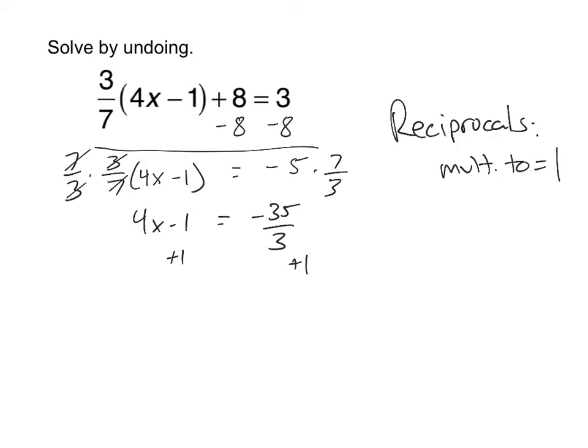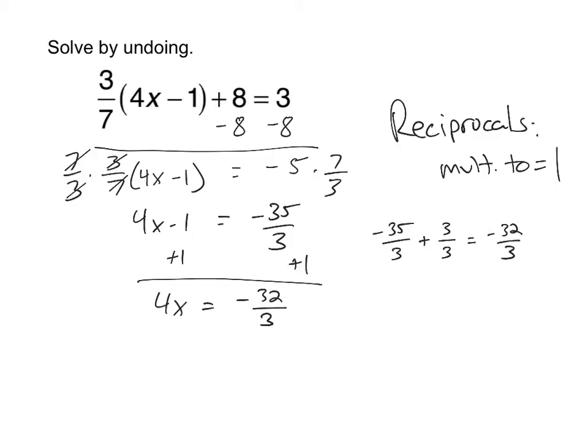All right, so now we've got to think about our fraction work. Remember that if I want to add a number to a fraction, I need a common denominator. So let's write 1 as 3 over 3 and get -32 over 3. So 4x equals -32 divided by 3. And then we're going to divide all that by 4.